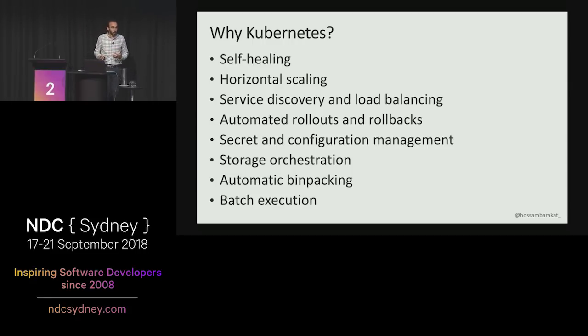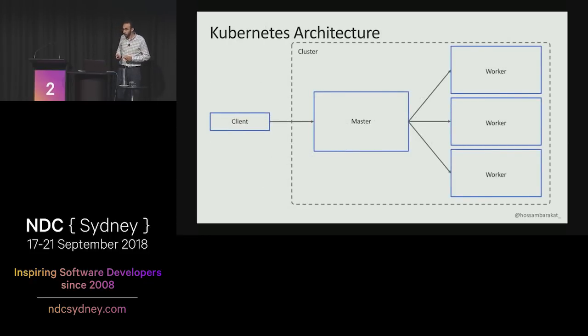So let me walk you through a very high-level overview of the Kubernetes architecture. Any Kubernetes cluster consists of two types of nodes. The first type of node is the master node, and the master node is the one responsible for managing your cluster.